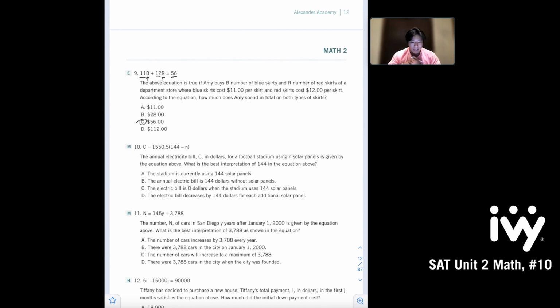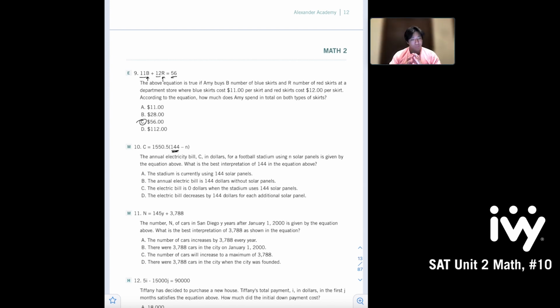Question 10. The annual electricity bill, C, in dollars for a football stadium using N solar panels is given by the equation above. What is the best interpretation of 144 in the equation above? 144 is here. So let's see how this kind of relates to our independent variable, N. What happens when N is equal to 144?